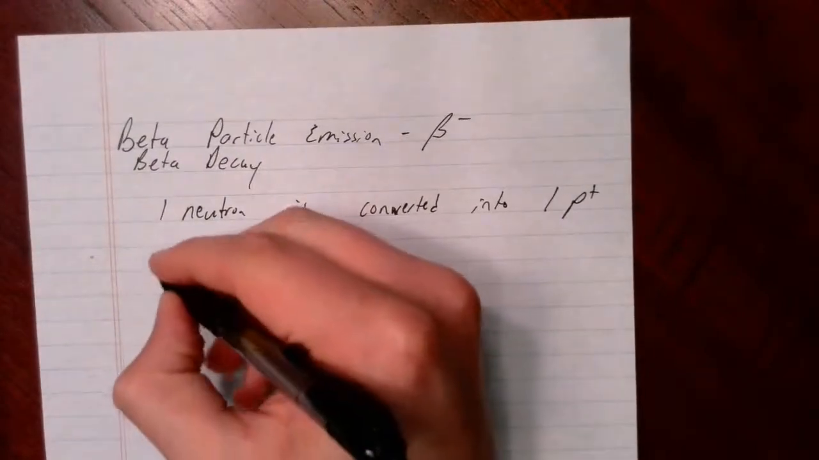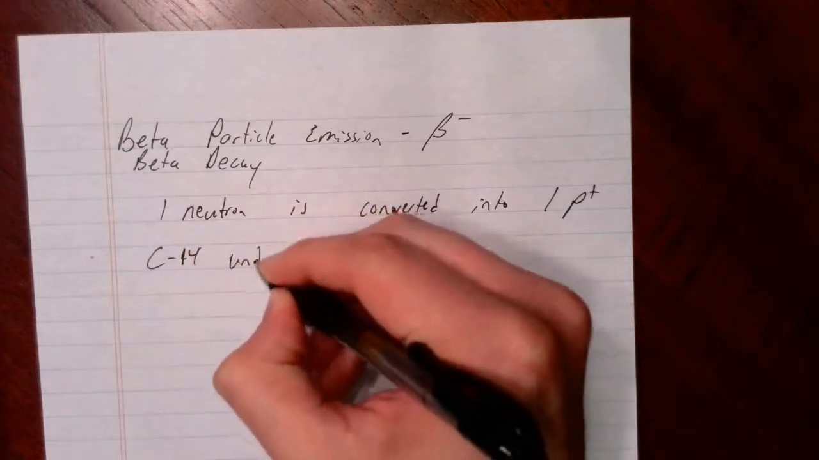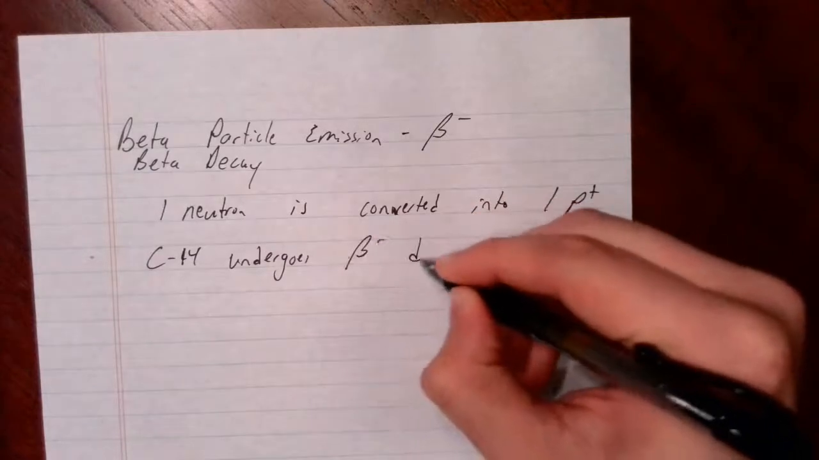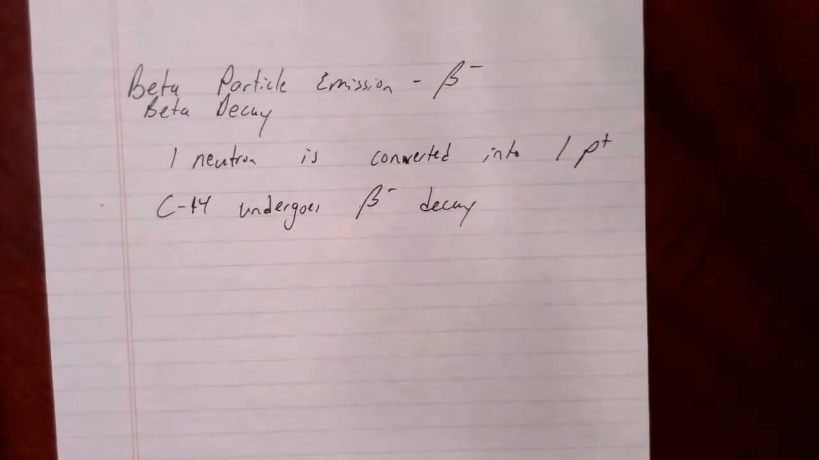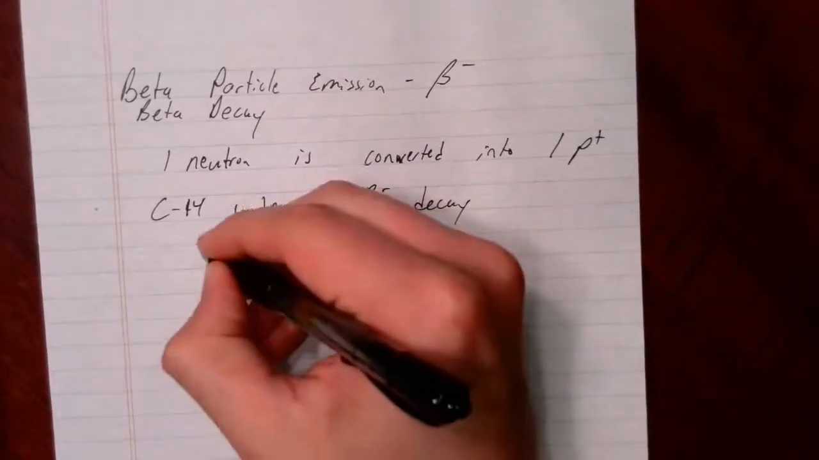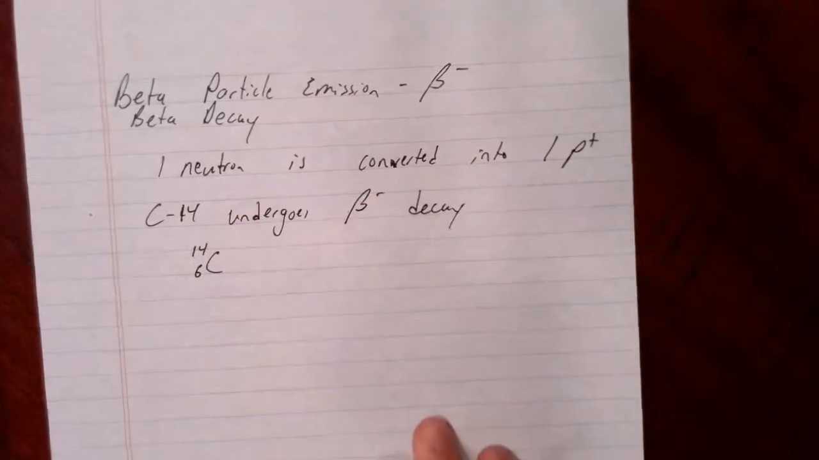Let's say we have carbon 14 undergoes beta decay. Okay. So what I would ask you to do is write the formula for the beta decay of carbon 14. So to start off, carbon 14. Now go ahead and write the 6 down here. It makes it easier to go in and check my work.